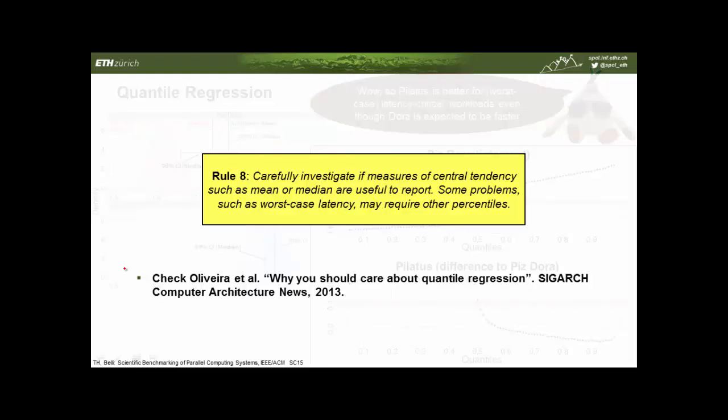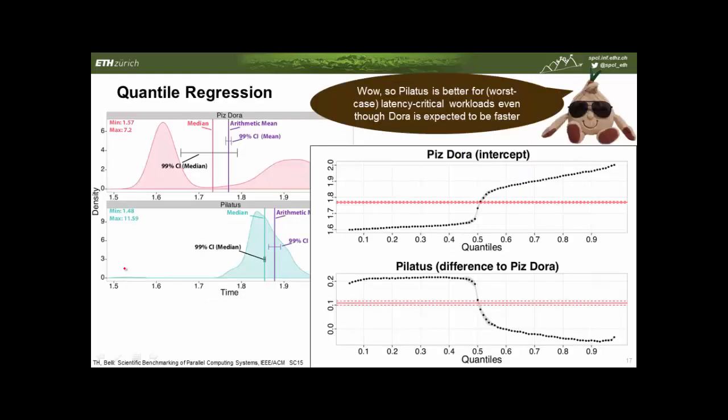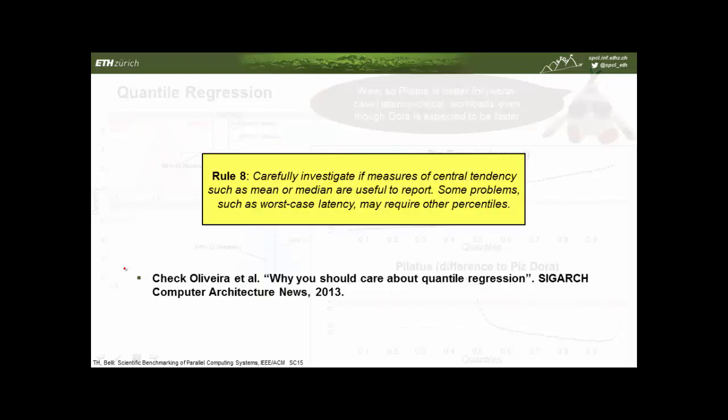But basically, rule number 8 is relatively simple in the sense that if you use a measure of central tendency, which is a median or an average, then you must understand if it is even useful to report this measure. Because remember, in this case, it's not useful to report a measure of central tendency. Right? I told you some tricks how to do this in practice.